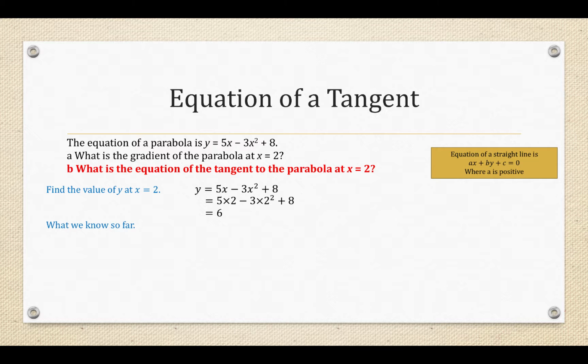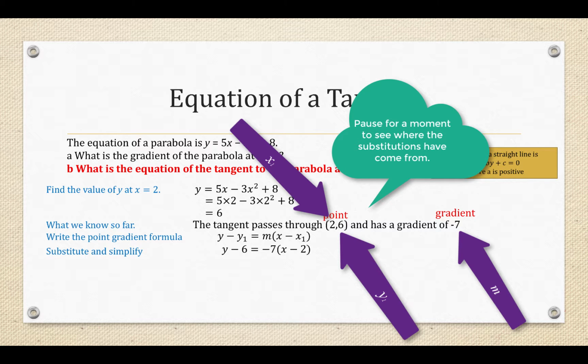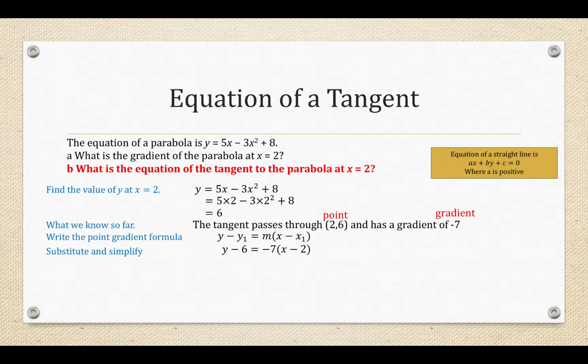So the information that we know so far is that the tangent passes through the point (2, 6) and has a gradient of negative 7. What this allows us to do, we have the point and the gradient. So we are going to write the point-gradient formula of y minus y1 equals m times (x minus x1), where y1 and x1 come from the point and m is the gradient. I'm going to substitute each of those values in and simplify by expanding the brackets.